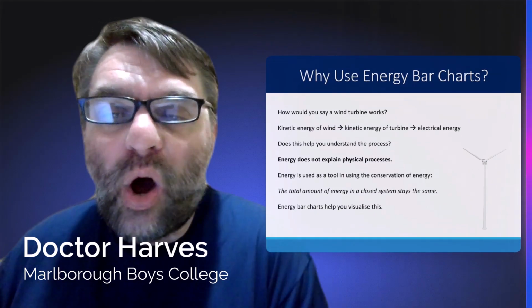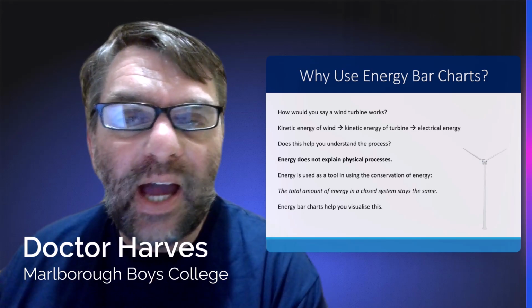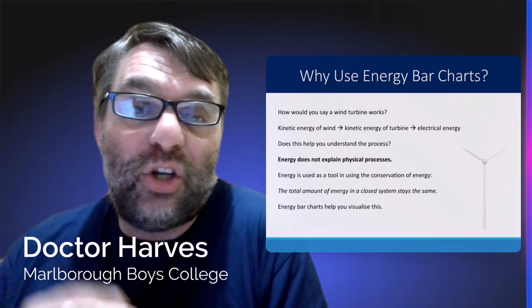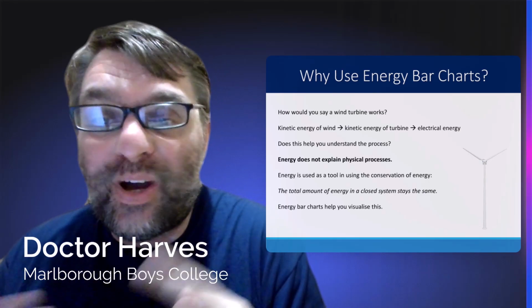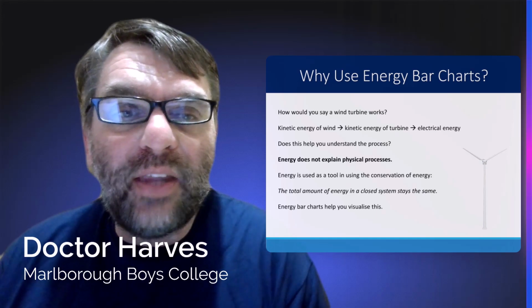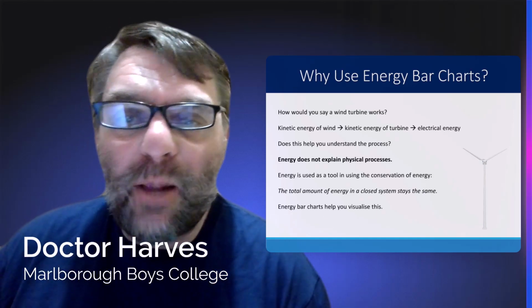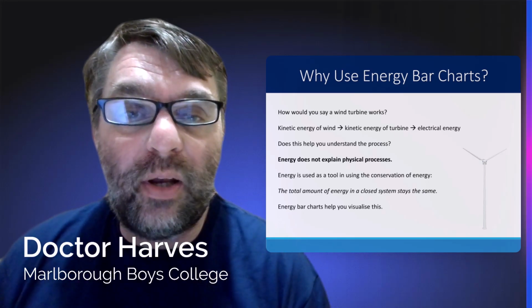The first thing is, well, why use energy bar charts? So how would you say a wind turbine works? You'd say, well, the kinetic energy from the wind then starts to move the turbine, so the turbine gains kinetic energy, and then that creates electrical energy. But does this actually help you understand the processes actually going on with the wind turbine?